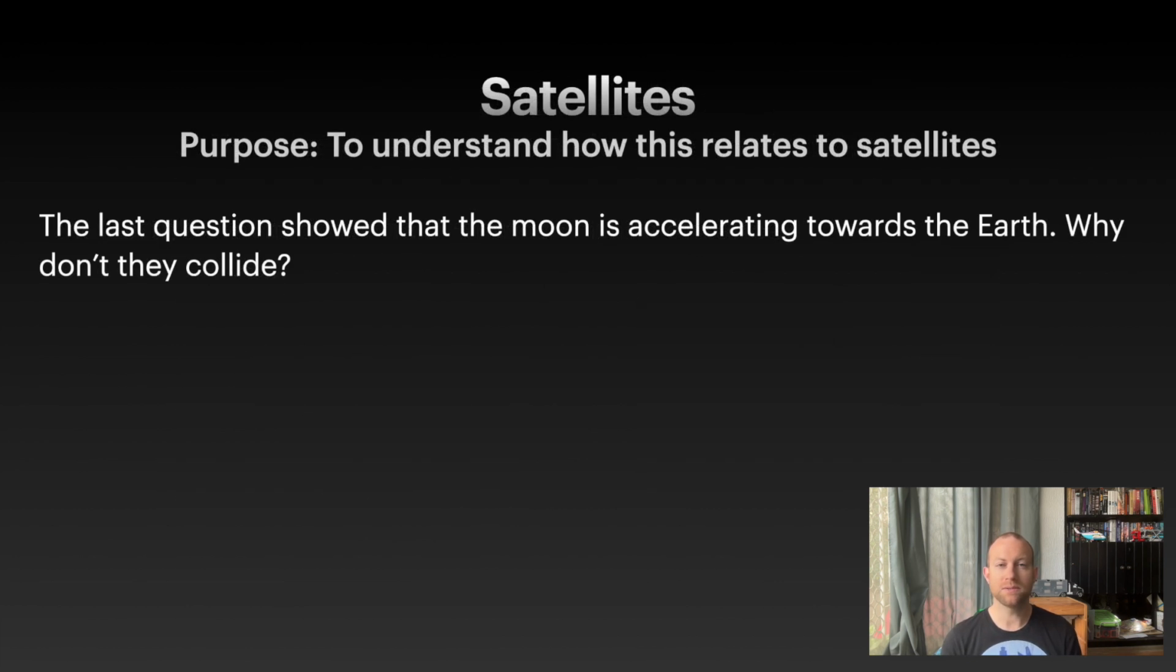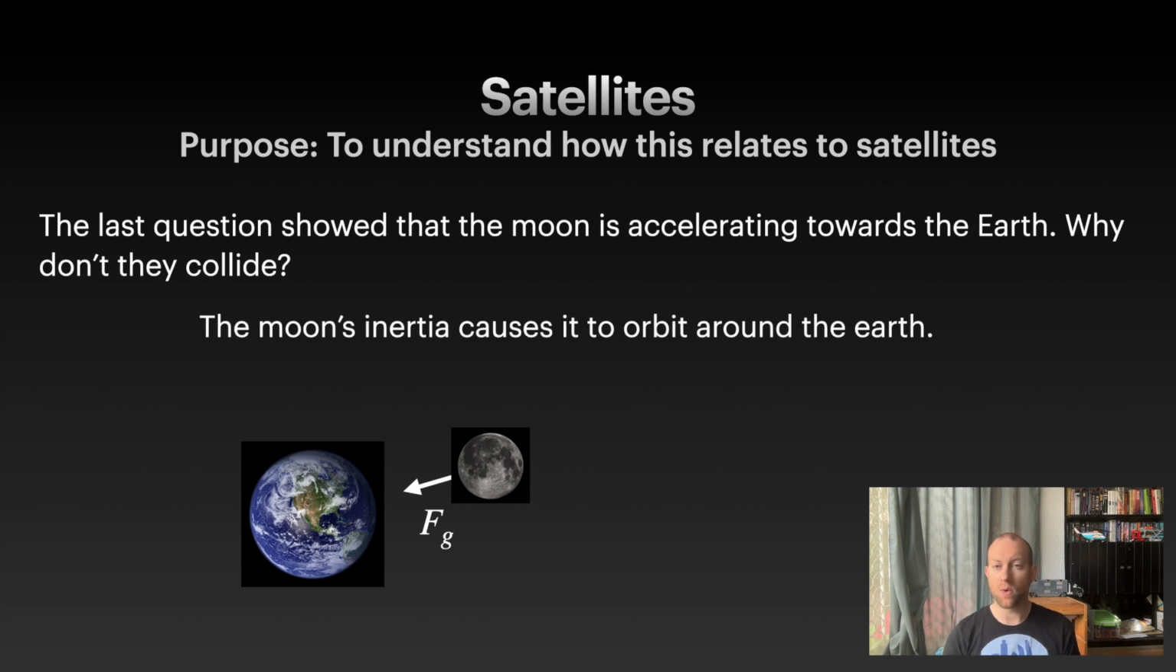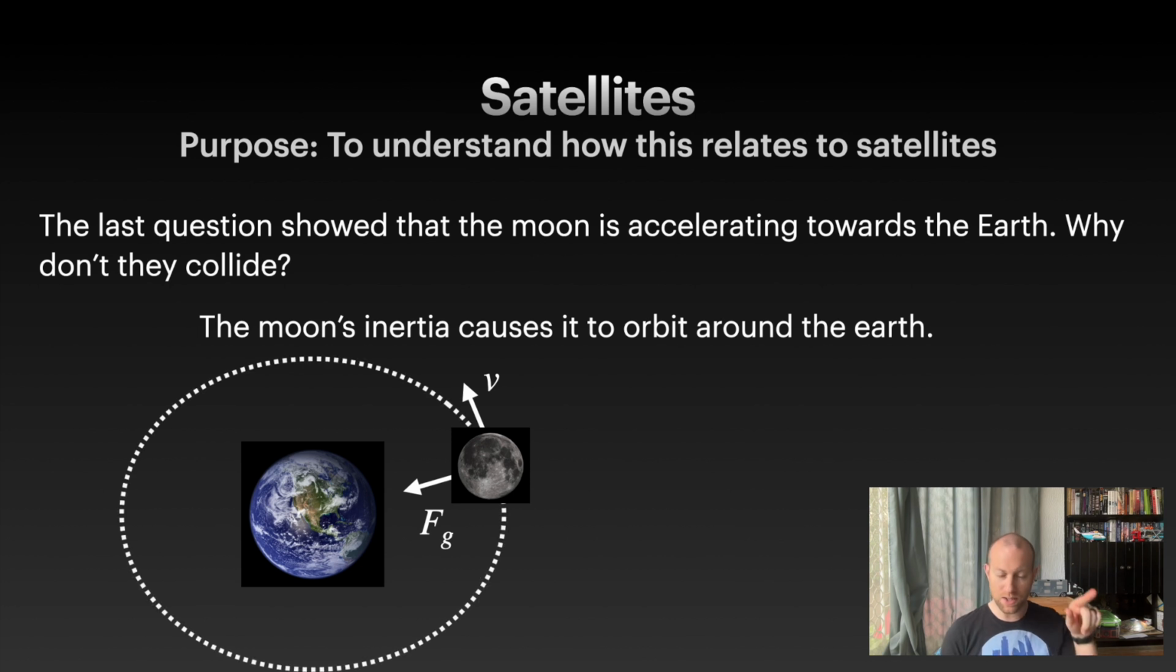So in the last question, we're shown, as I just stated, that the moon is actually accelerating towards the Earth. So why don't they actually collide? Well, if you think about it, so here's the Earth and the moon. Yes, there's a force of gravity between them, but the moon has inertia. It's orbiting around the Earth, so it actually has some speed, which causes it to rotate in a circle around. So even though that force of gravity is always pulling it towards the Earth, its speed, or its inertia, causes it to keep rotating around in a circle. So that's how satellites work.